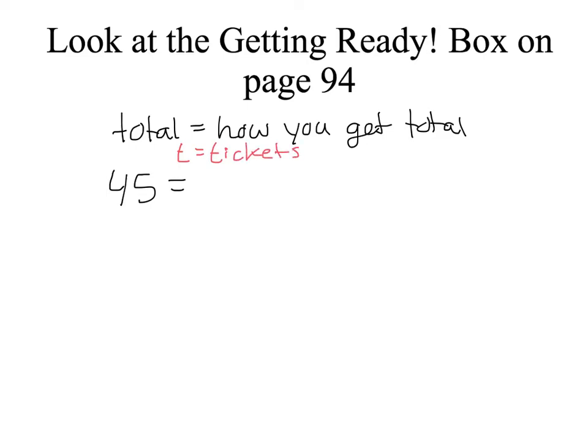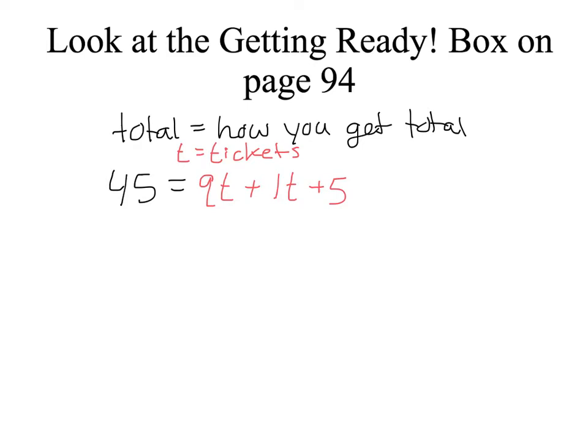Okay, so let's see. Ticket price is $9. So there's $9, and each ticket is $9. So we have 9 times the number of tickets. Plus then you're going to have a $1 processing fee on each ticket. So now I have 1 times however many tickets I get, plus just a $5 service charge. And all of that together is going to add up to be $45.